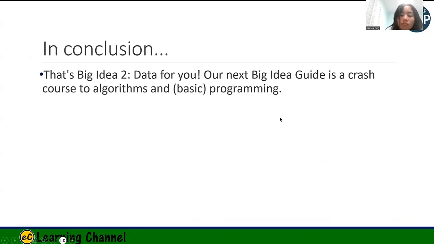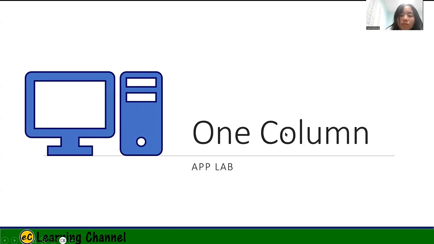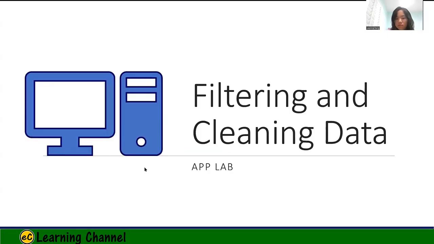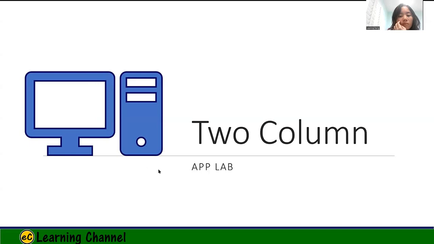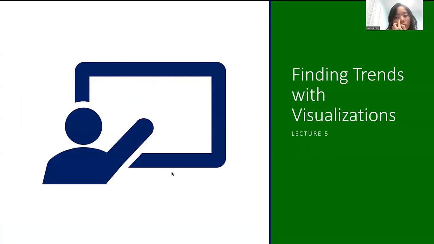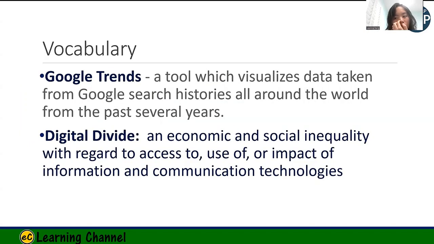Okay, these are what data science is. So in the code.org App Lab, there's one column data, then you have two column data, and then you make a chart. In Python, we talked about it already. Next one, Google Trends, you need to know about the trending tool. You need to know about digital divide. So this term is very important.